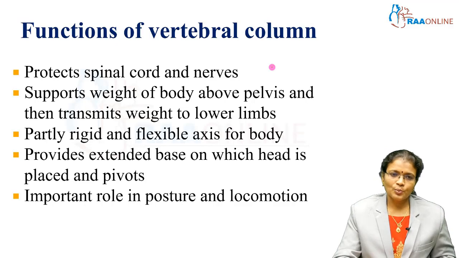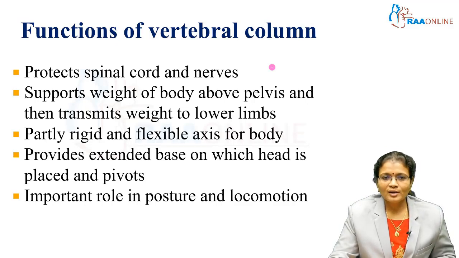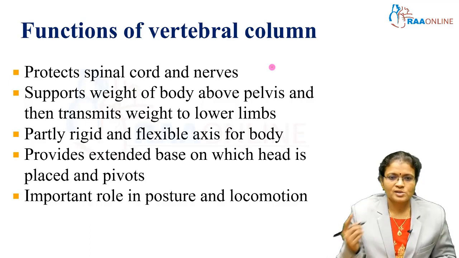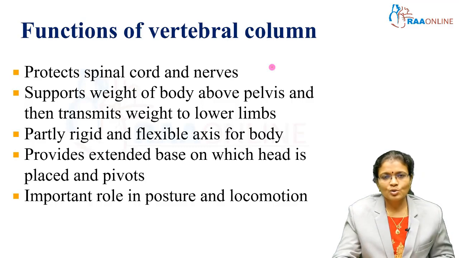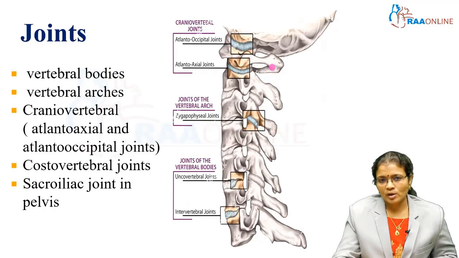What are the functions of the vertebral column? Why do we require it? It protects our spinal cord and nerves. It supports the weight of the body above the pelvis and transmits weight to the lower limbs. It is a partly rigid and partly flexible axis for the body. It provides an extended base on which the head is placed and pivots, rotates, and it plays an important role in posture and locomotion.